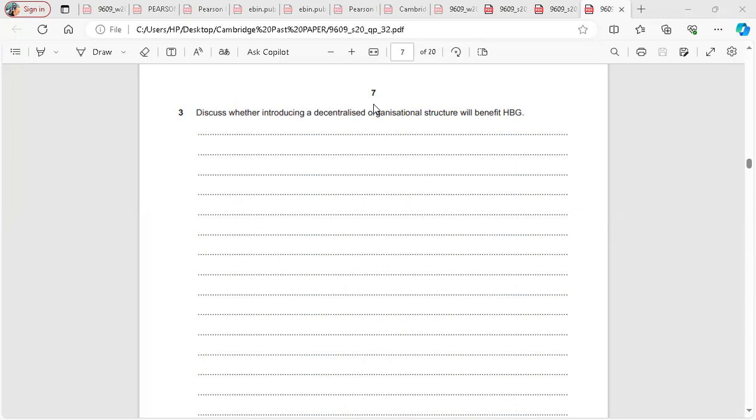Then when we talk about decentralized organizational structure, it is the one in which decisions are made by lower level managers. It is decentralized because decisions don't come from the top. They come from the middle level. That's what we call decentralization. Is it clear? Now, I said HBG should decentralize the organizational structure based on the following reasons. So I'm supporting HBG, Eusebio, to decentralize the organizational structure.